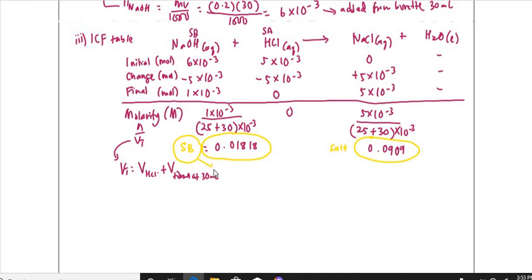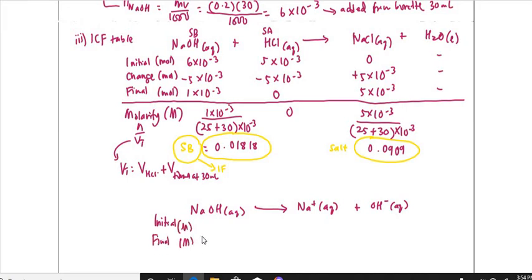Yes, we have to refer to the ICE table. Okay, now you have to do the ICE table. ICE table for what? Strong base, which is NaOH. Aqueous, 100% dissociate, will become its ions. Okay, then your initial, your final, the unit is always molar.